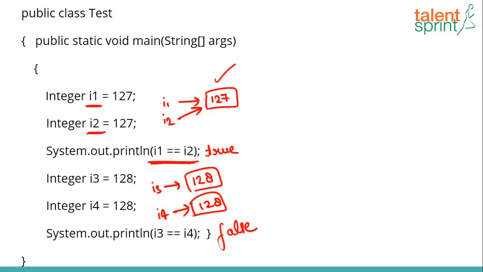Everyone is asking me to repeat, so I'll quickly repeat. What happens is, when you create, let's say, I1 equals 127, I1 is pointing to a memory location that stores 127.